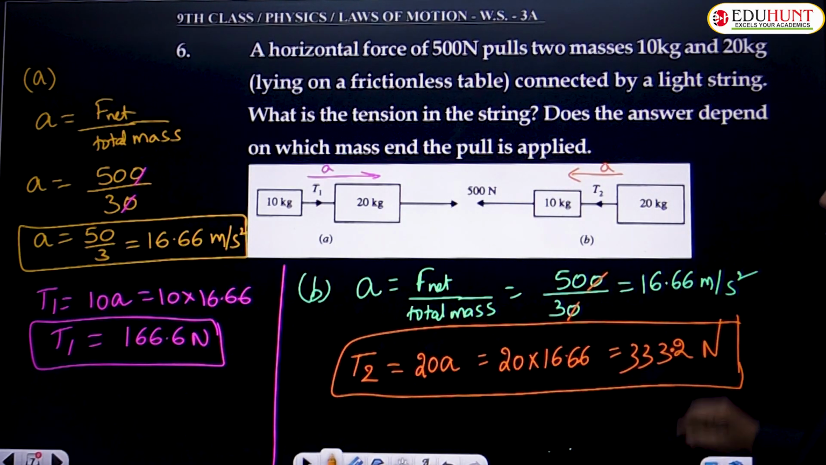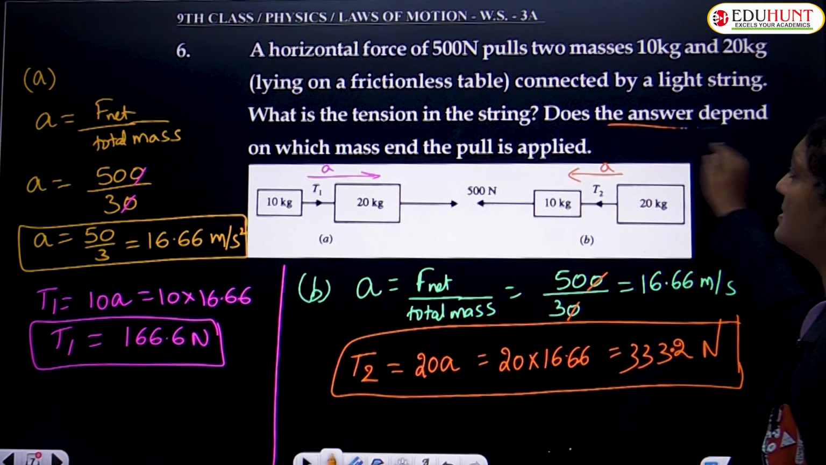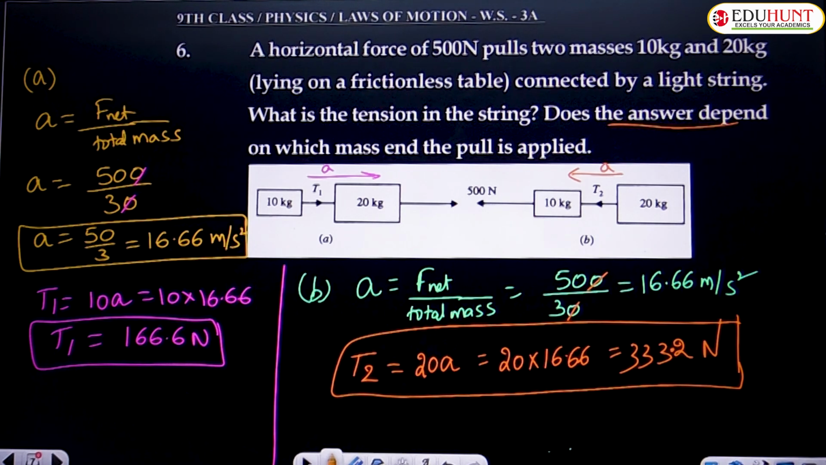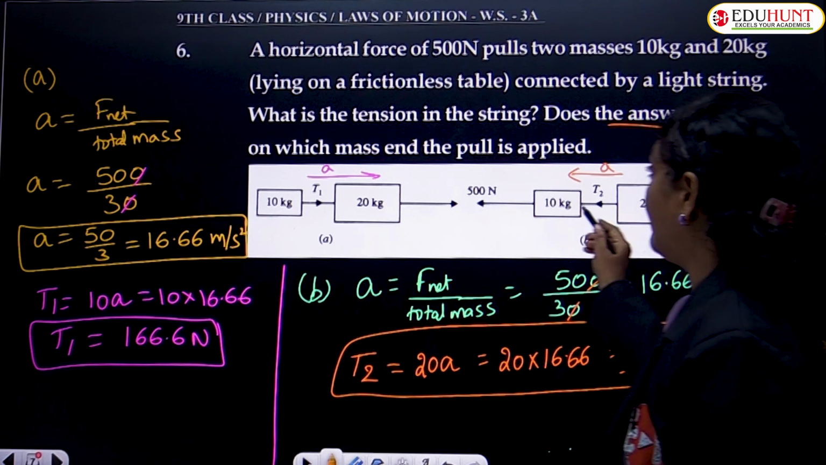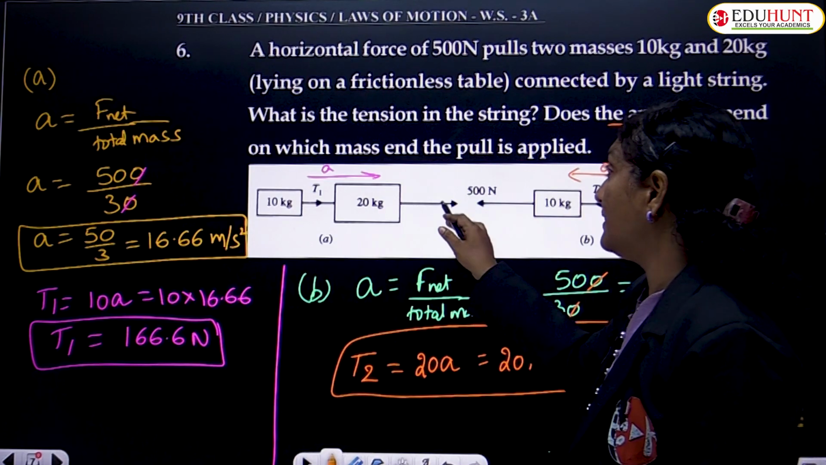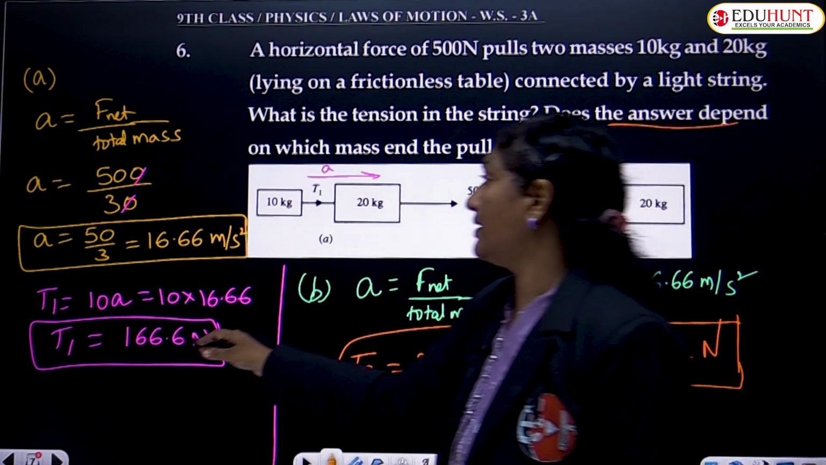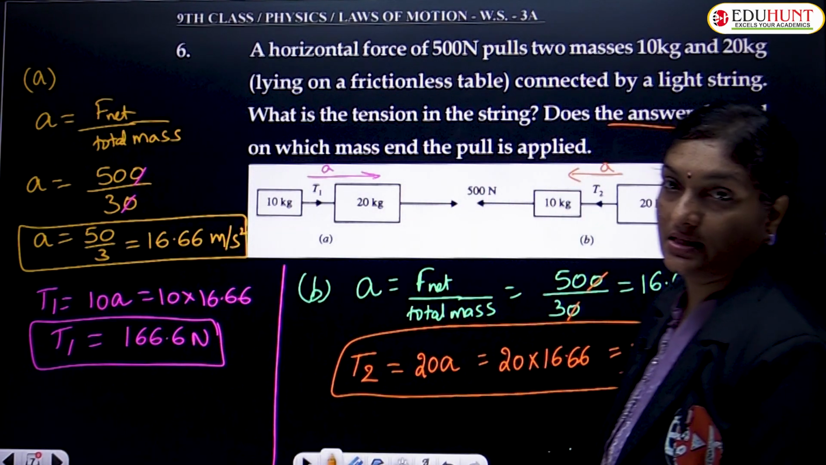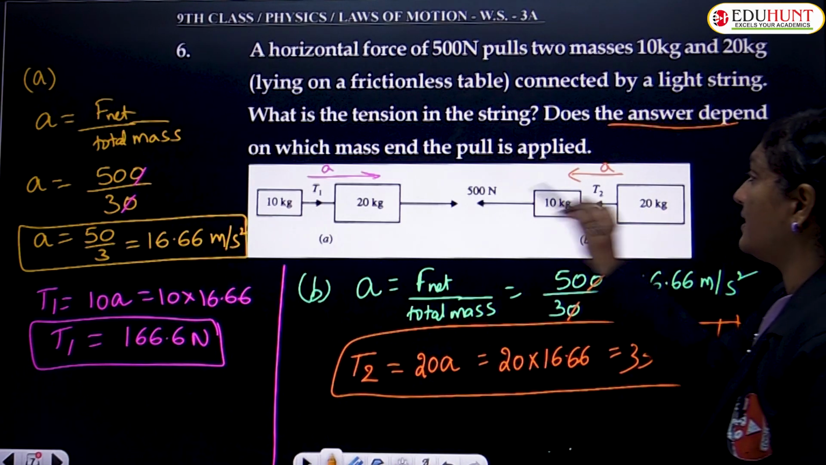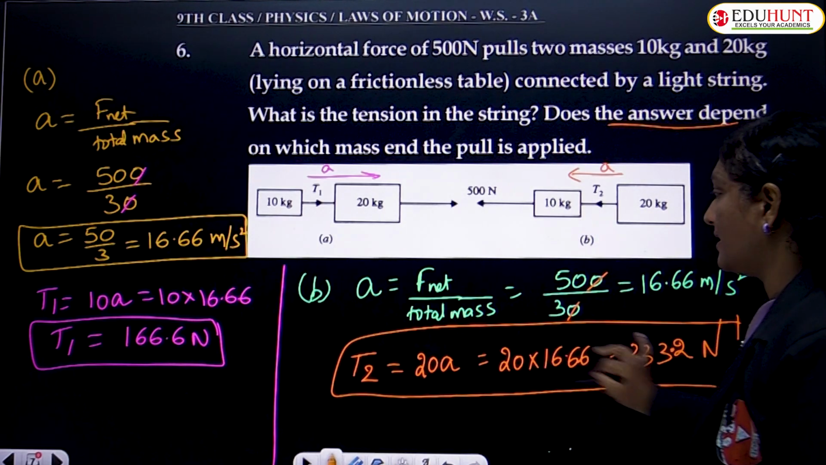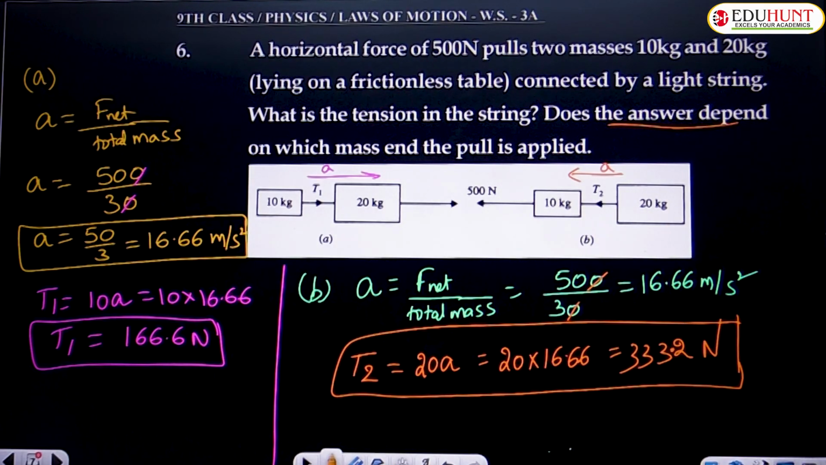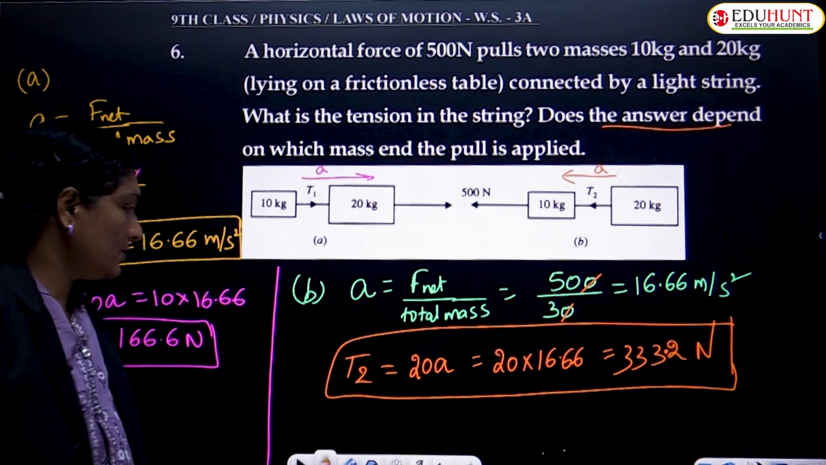So earlier we had only 166.6 Newtons, but here we got 333.2 Newtons. So you're asked to find out, does the answer depend on which end of the mass the force is being applied? Of course it depends, because if the force is applied on the 20 kg mass, the answer we are getting is 166.6 Newton. If we apply the same force on the 10 kg mass, you are getting the tension in the string as 333.2 Newton. So it makes a lot of difference. So it matters. Okay, children. So moving to the next question.